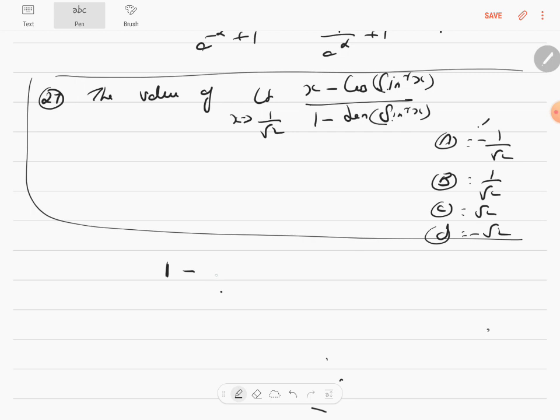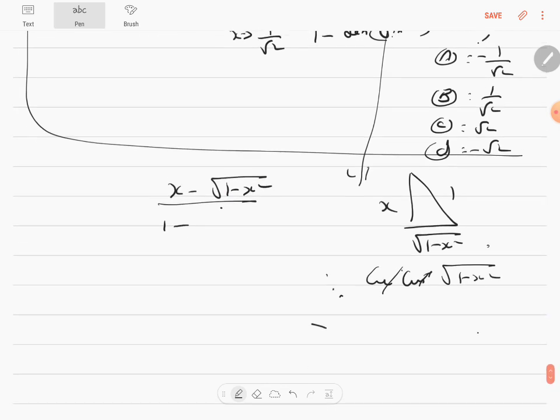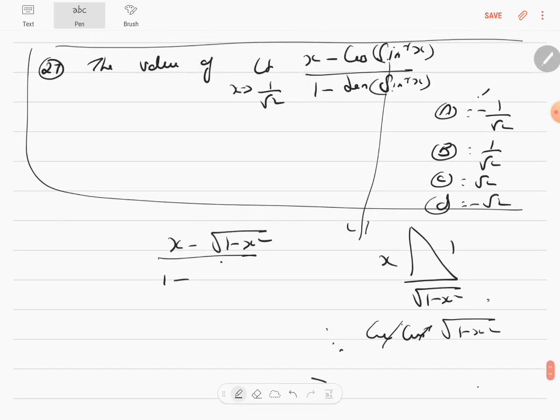Can I first convert it to a simplified function instead of having it like this? Just a thought. Sine inverse can be converted into cos inverse of root of 1 minus x square, so that therefore is cos inverse of root of 1 minus x square. So it's x minus root of 1 minus x square by 1 minus tan. Tan is nothing but tan inverse of x by root of 1 minus x square with a tan outside. So it's 1 minus x by root of 1 minus x square.